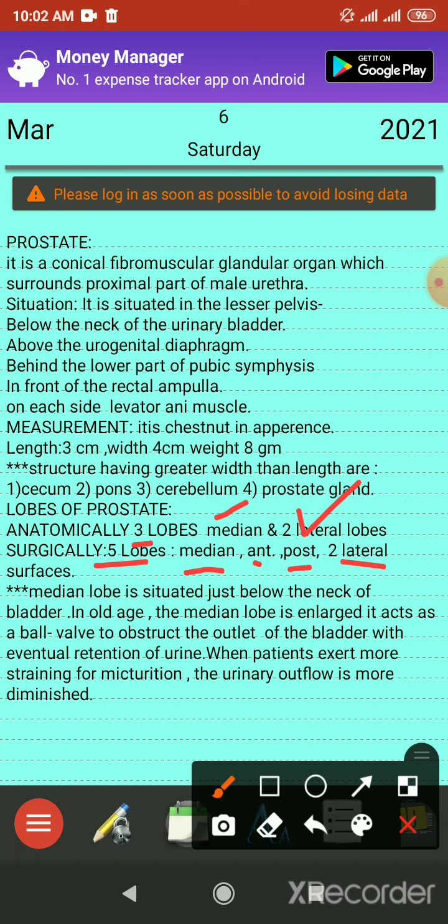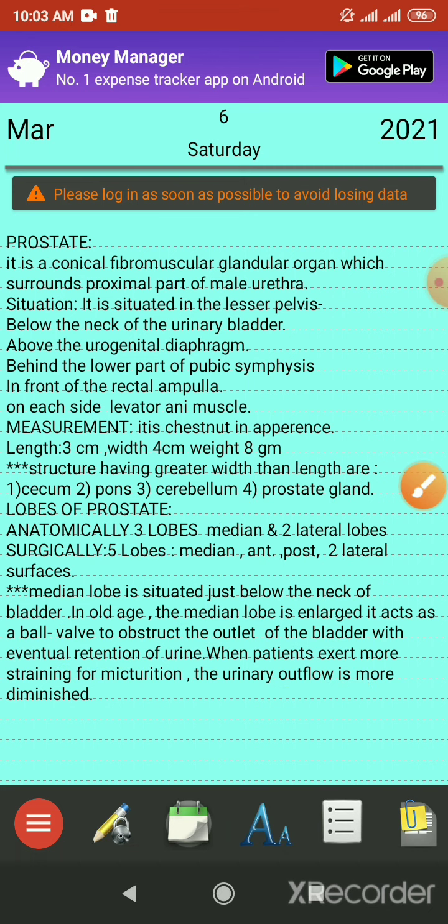The median lobe is situated just below the neck of the bladder. In old age, due to some physiological cause, the prostate is enlarged, and actually the median lobe is enlarged. The median lobe is pierced by the prostatic urethra. So when the median lobe is enlarged, it acts as a ball valve and obstructs the outlet of the bladder as well as the prostatic urethra, so that there will be retention of urine, and when the patient exerts more straining, more pressure, there will be more obstruction of the outflow.